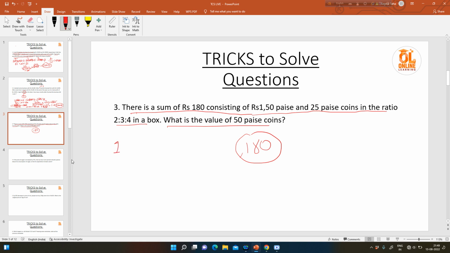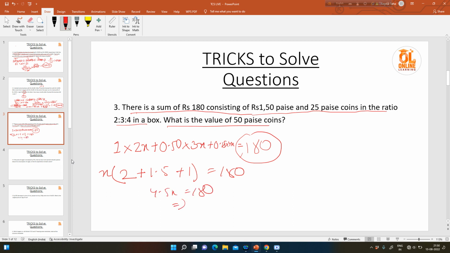And what we will do, 1 is the value, into 2 is the ratio, so let us consider it as 2x, plus 50 paise, we can write it as 0.50, into 3x, plus 0.25 into 4x, would be equal to 180. So if we take x as common, then it would be 2 plus 1.5 plus 1, so 4.5x is equal to 180, then x would be equal to 40.